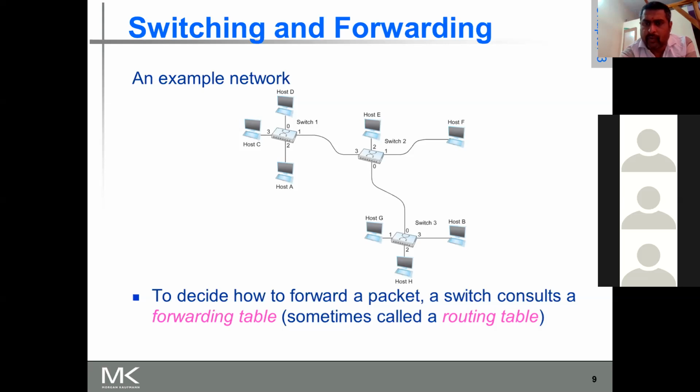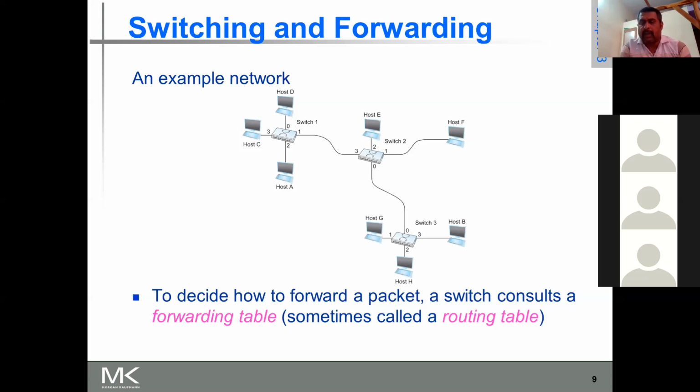Now, to decide how to forward a packet, a switch consults a forwarding table, sometimes called a routing table. Underline this. Here the confusion between a router and a switch will be solved. A switch or hub, which comes in our real-time examples, comes under the data link layer. Now what is a switch? A manageable switch is nothing but a router. So a manageable switch in the market, we call a router. Keep that in mind always. If you have any doubts, you can switch on your audio and ask me questions.